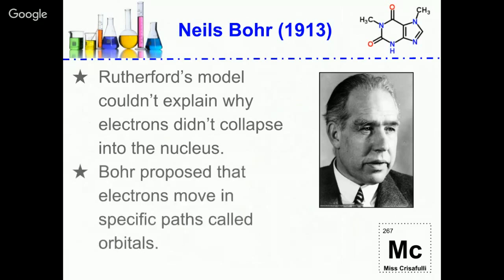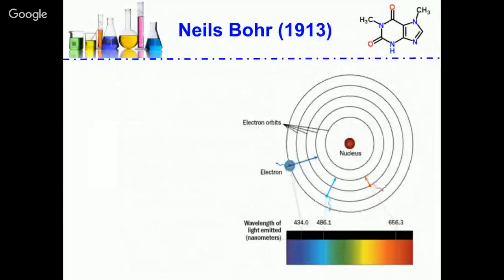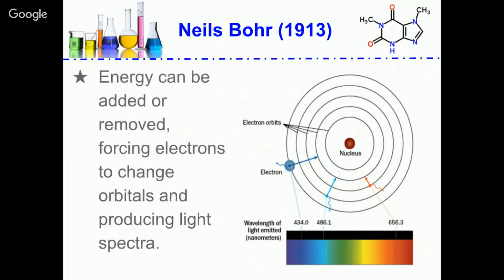So he proposed that electrons move in specific paths, which we call orbitals, and they circle around the nucleus. So here is his picture of the atom on the right. You have your nucleus in the center, then you have your electron orbits around the outside, and he discovered that energy can either be added or removed, which will force the electrons to change orbitals, and when those electrons fall or get excited and then fall back to the nucleus, they release that energy that they were given to make them jump to an orbit that is further away from the nucleus. And when they fall back down, that's when they produce the light. And that's how we get the Roy G. Biv spectra of light.